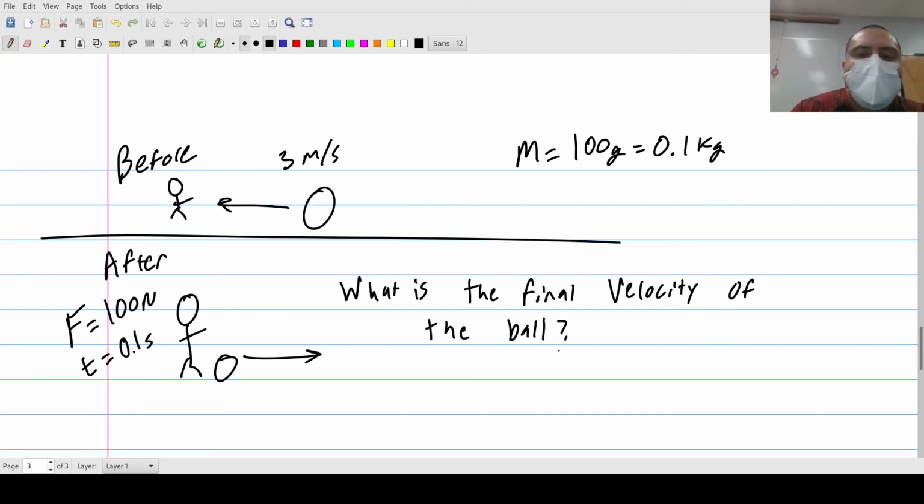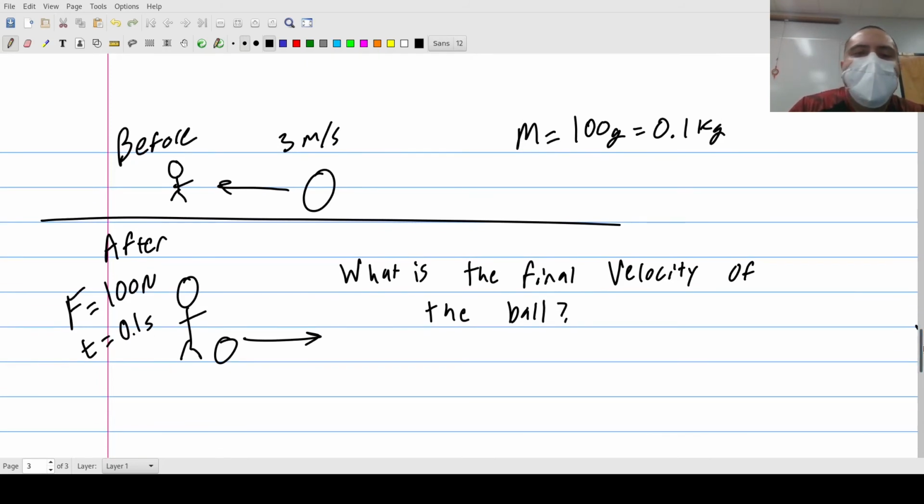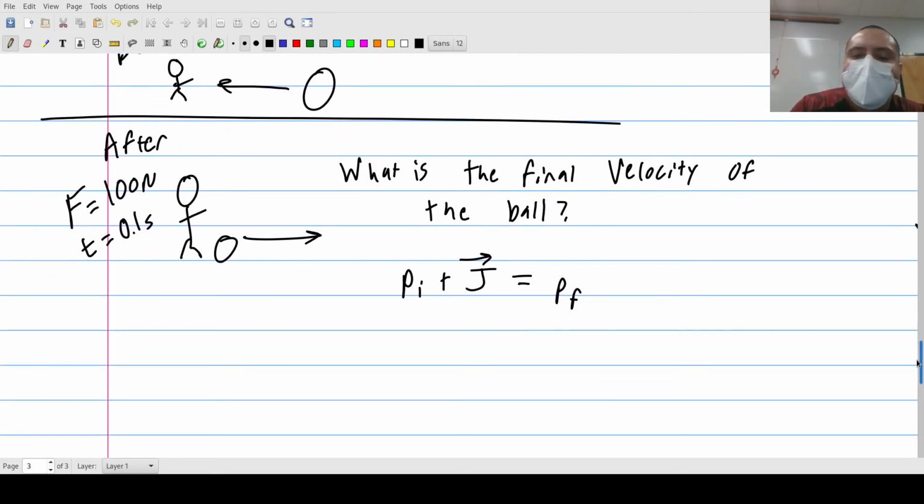Well, in order to calculate that, I need to think about the law of conservation of momentum, which says the momentum you start with has to be equal to the momentum you end with, unless that momentum changes due to impulse from outside the system. So I like to write it this way: Pi, initial momentum, plus J, which is impulse, is equal to Pf. And in theory, these are lowercase p's, so make sure you're writing them as lowercase p's. Okay, so Pi plus J is equal to Pf.